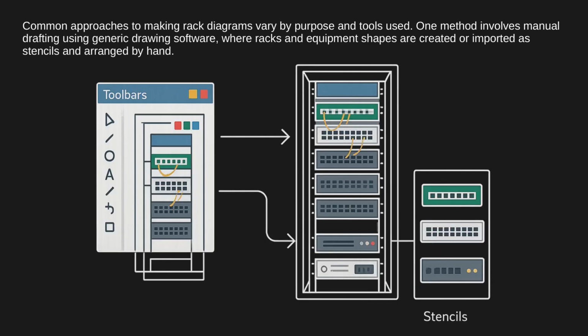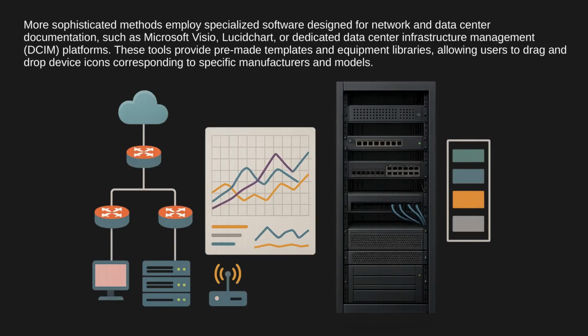Common approaches to making rack diagrams vary by purpose and tools used. One method involves manual drafting using generic drawing software, where racks and equipment shapes are created or imported as stencils and arranged by hand. More sophisticated methods employ specialized software designed for network and data center documentation, such as Microsoft Visio, Lucidchart, or dedicated data center infrastructure management (DCIM) platforms.